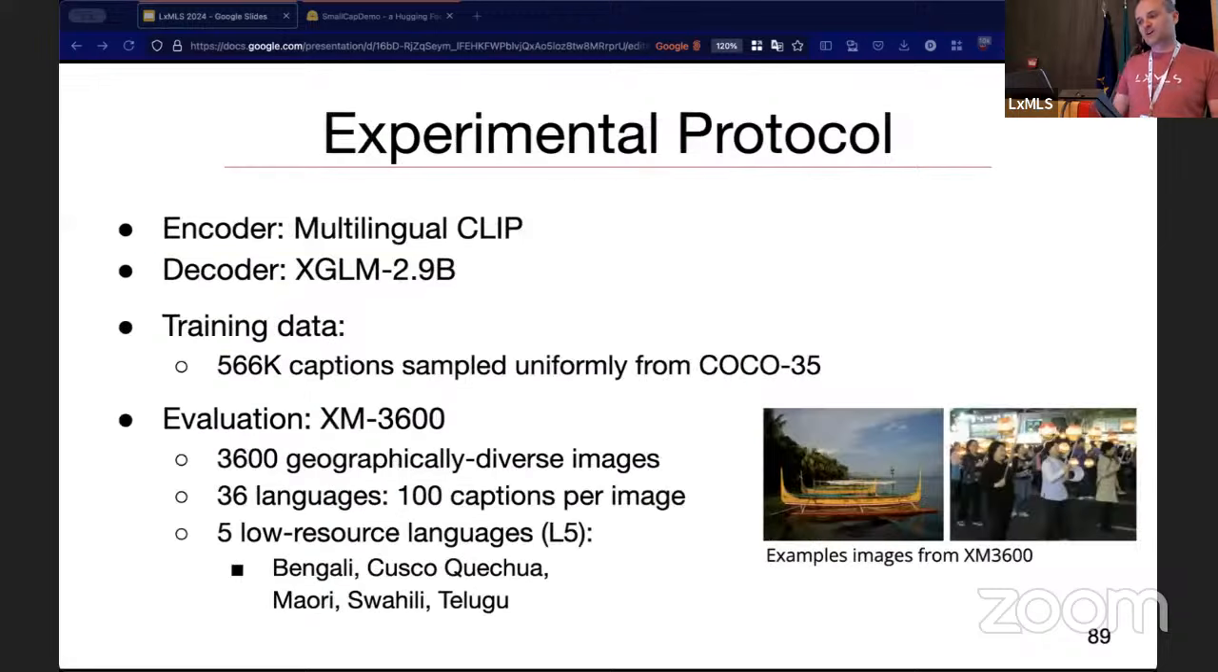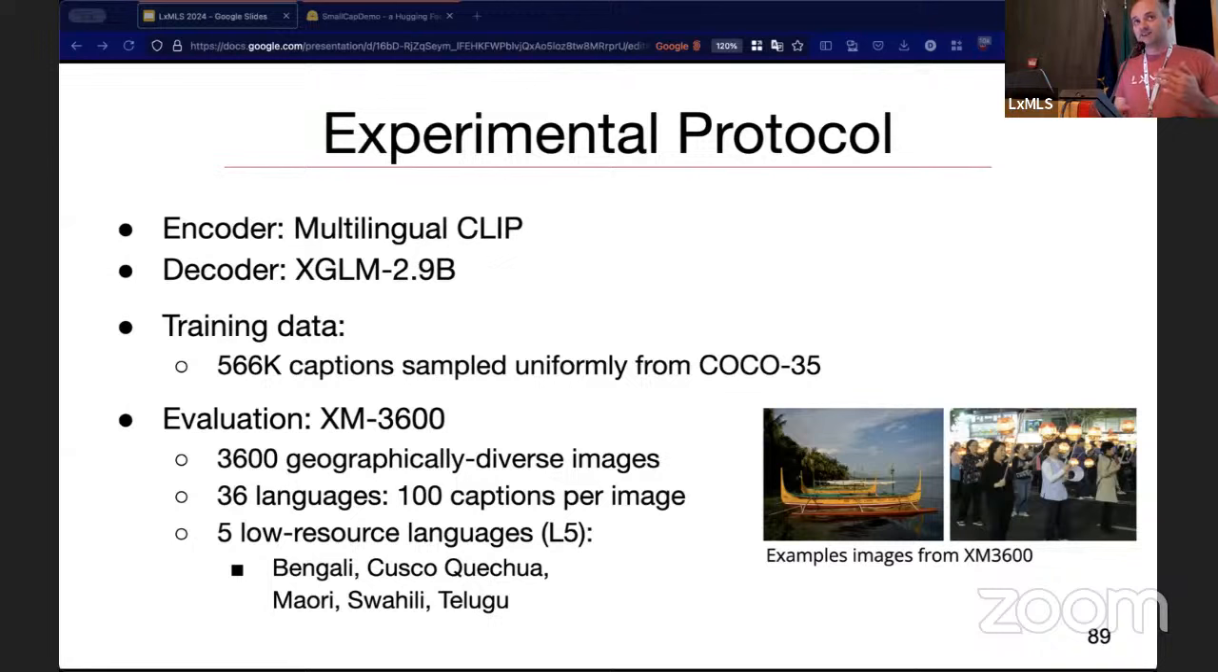And in terms of our experimental protocol, it's the multilingual CLIP encoder which encodes the images and the sentences for the data store and also processes the visual data in the model. We use XGLM 2.9 billion as the variant. And for our training data, we wanted to be quite bold here. We train on 560,000 captions sampled uniformly across a machine-translated version of the COCO dataset, which I covered at the start of this morning's discussion.